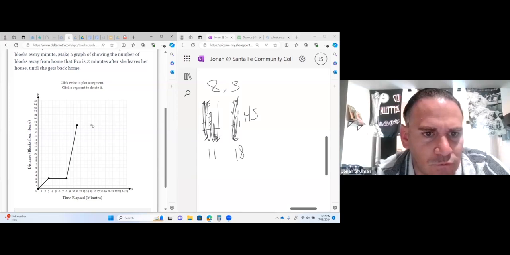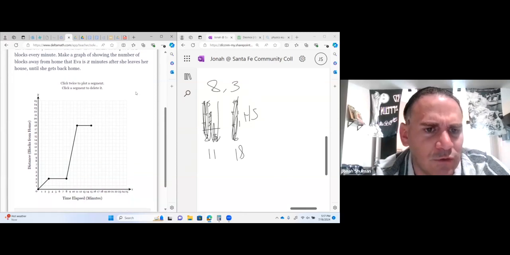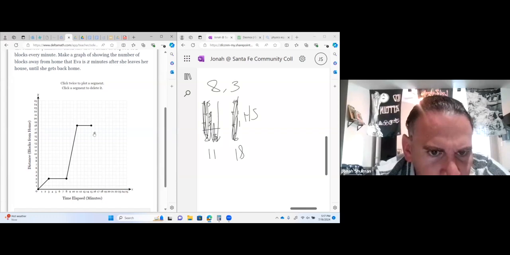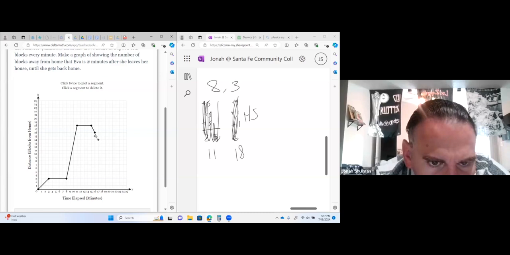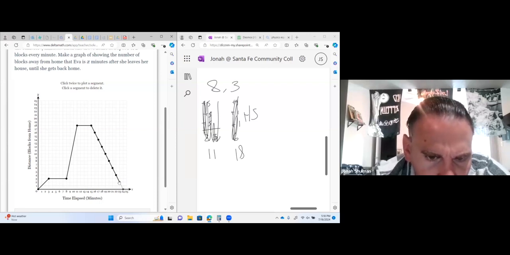1, 2, 3, 4. Okay, and then she drove home at a speed of 2 blocks per every minute. So 2 blocks per every minute. We got to go all the way home. Pretty sure this is how they want it to look. Ta-da.